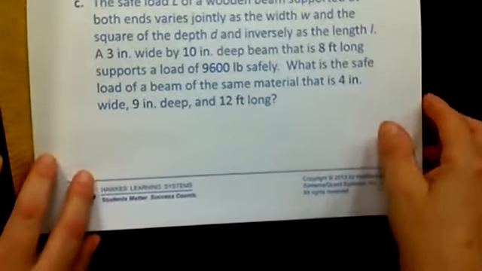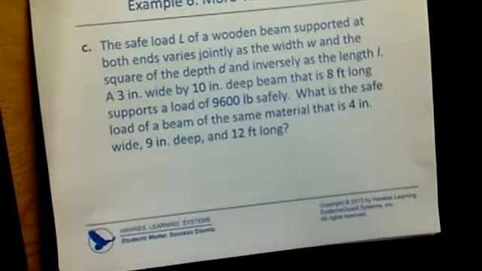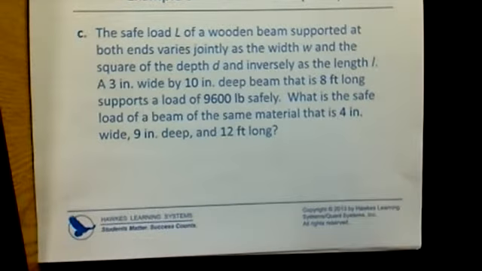So, let's take a look at this one, and let's see what we end up with for an answer. It says, a safe load L of a wooden beam supported at both ends varies jointly as the width W and the square of the depth D, and inversely as length L. Lots in that one. A 3-inch wide by 10-inch deep beam that is 8 feet long supports a load of 9,600 pounds safely. What is the safe load of a beam of the same material that is 4 inches wide, 9 inches deep, and 12 feet long?